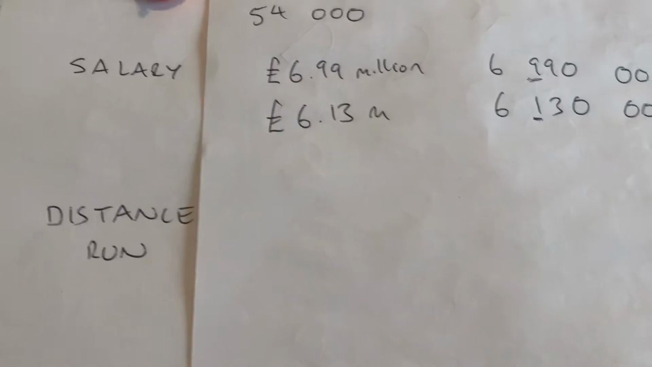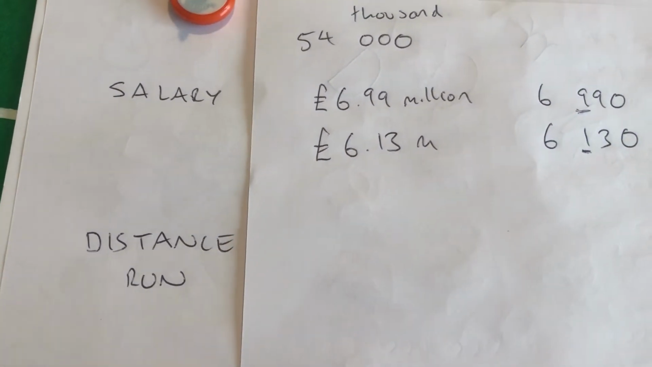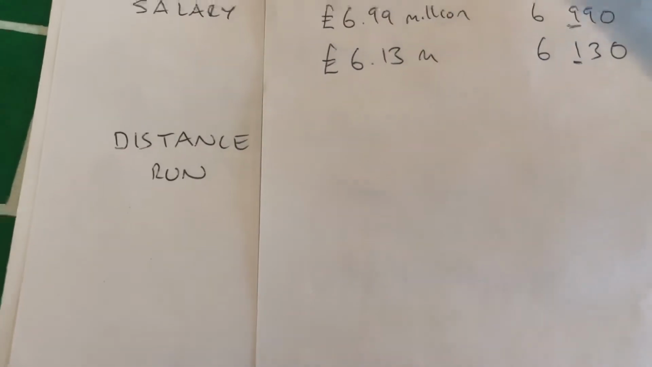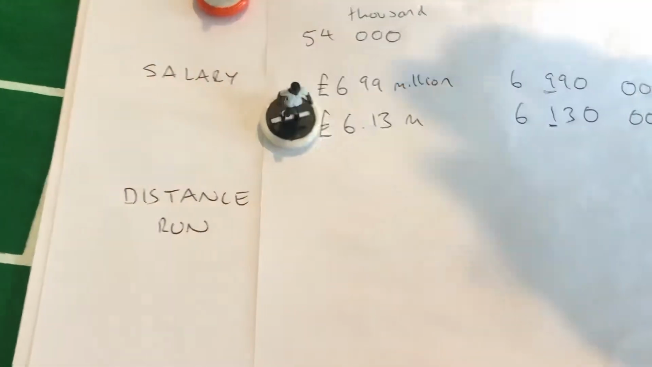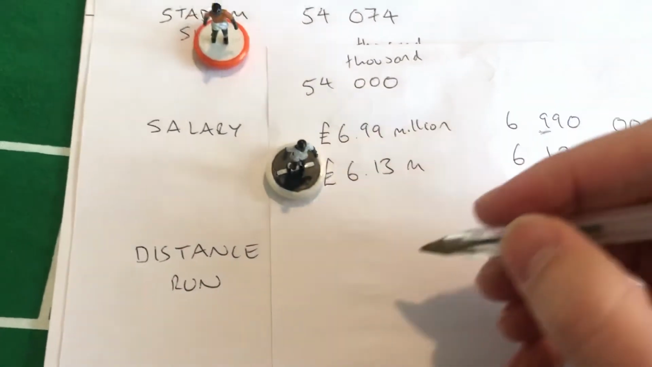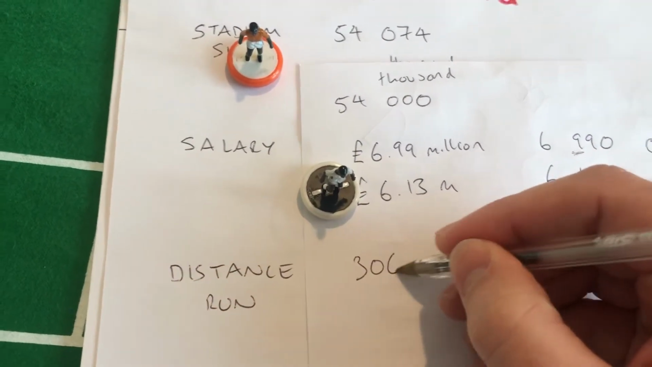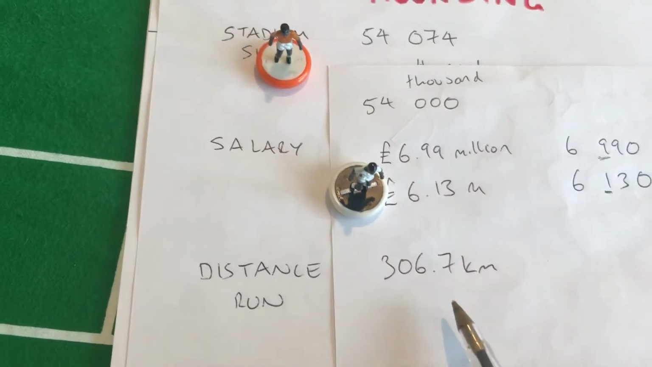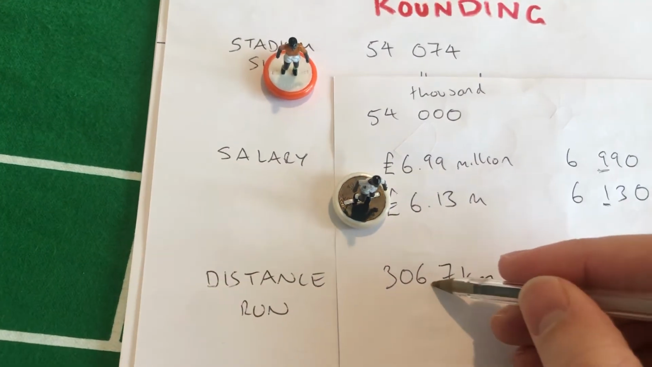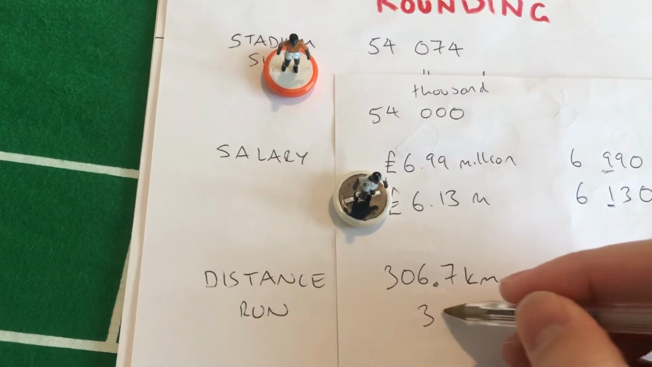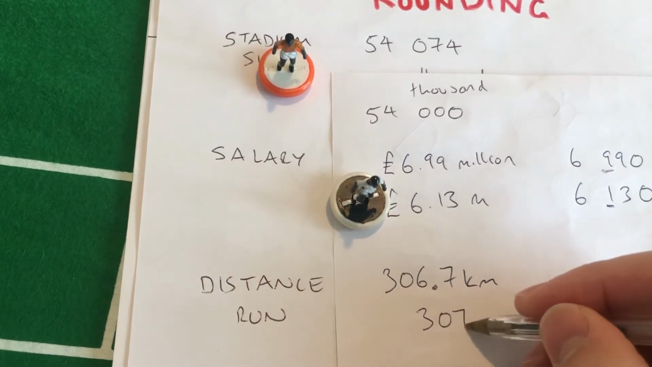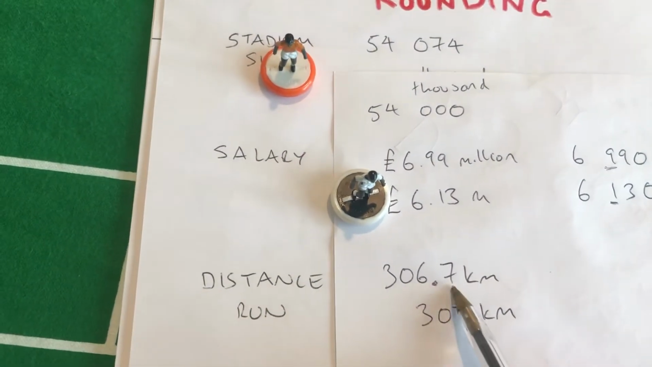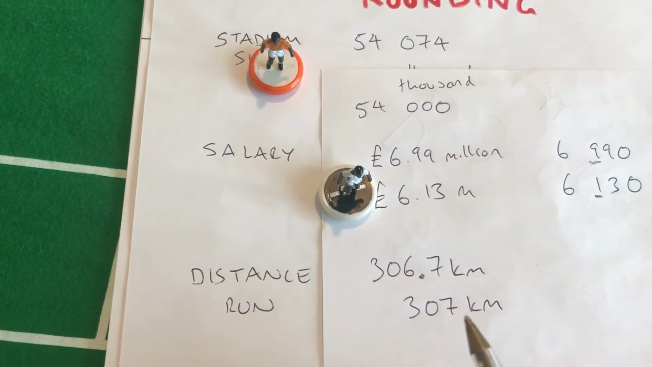Now, another metric that lots of websites store and collect is the distance a player runs in a game. Now, N'Golo Kante of Chelsea, he ran 306.7 kilometres over a season. Let's round that to the nearest kilometre. That 0.7 is bigger than 0.5, so 307 to the nearest unit, to the nearest kilometre. Because that is bigger than the 5, we round it up.